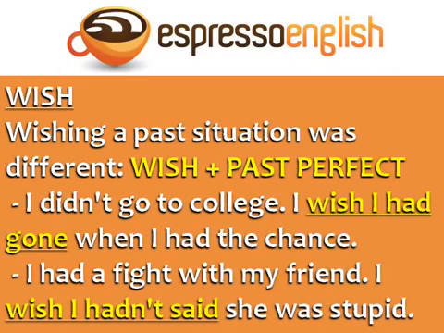When you are wishing a past situation was different, use wish and the past perfect. For example, I didn't go to college. I wish I had gone when I had the chance. I had a fight with my friend. I wish I hadn't said she was stupid. Both of these situations are in the past, and we are wishing they were different.